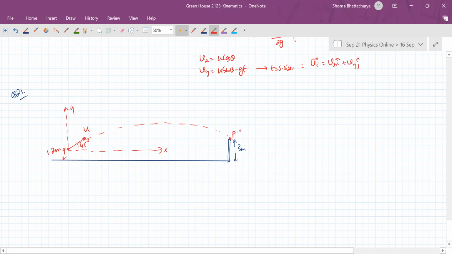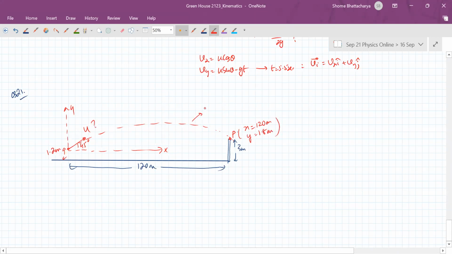So this point's coordinates: we write the x coordinate as the distance of the wall, which is given to us as 120 meters. And the y coordinate will be 3 minus 1.2. So at this point, x coordinate is 120 meters, y coordinate is 1.8 meters. Okay. So u is the unknown quantity.